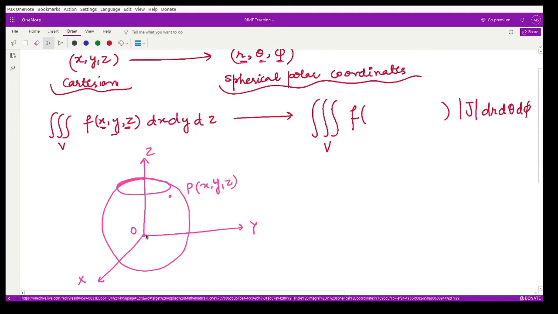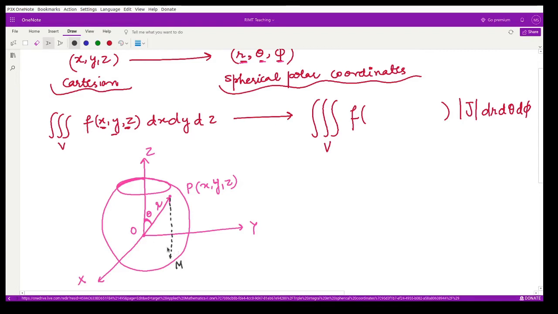Your r would be the distance of this point from the origin. So that is the distance r, and whatever angle this r makes with the z-axis is termed the angle theta. Now what you do is take the projection of this point P onto the xy plane. You will draw a perpendicular line from this point onto the xy plane. Say this is the projection. Let me call it M.